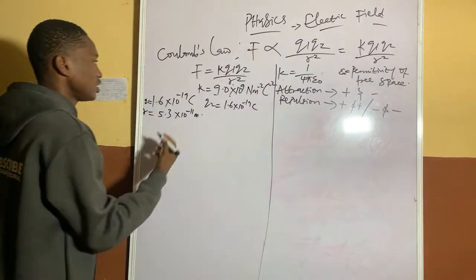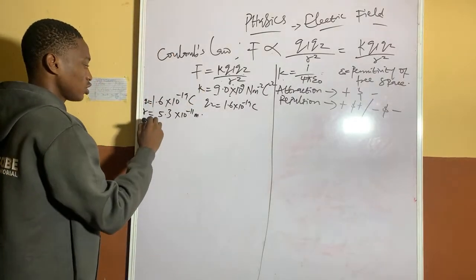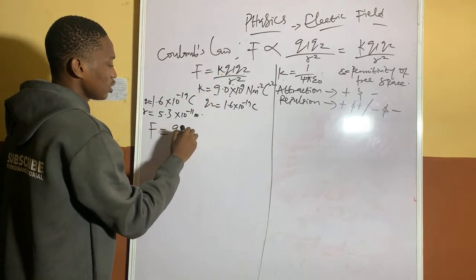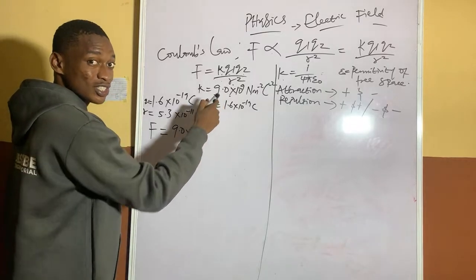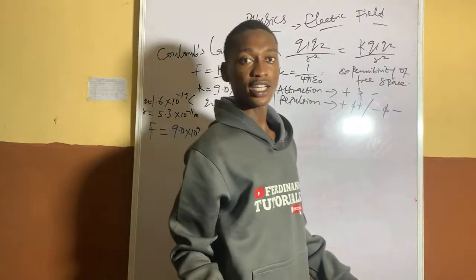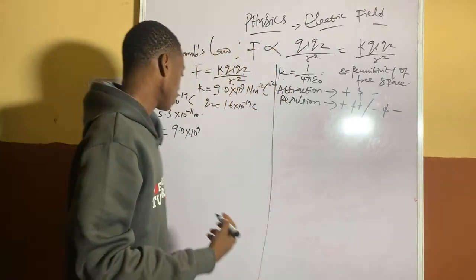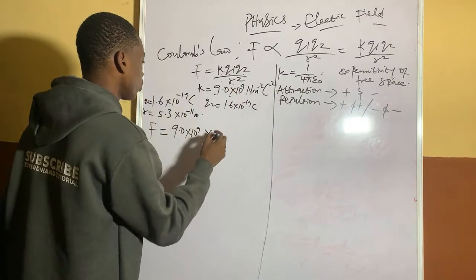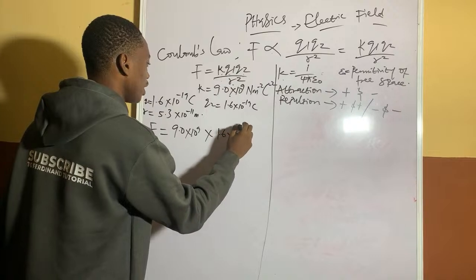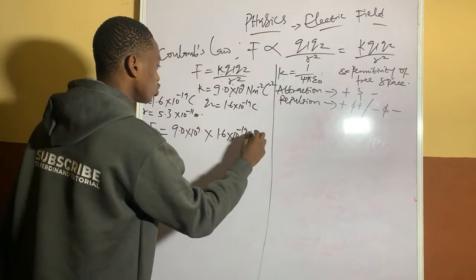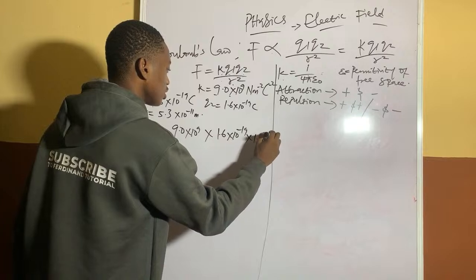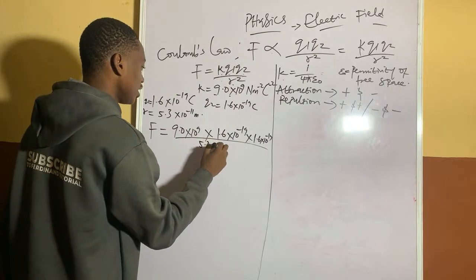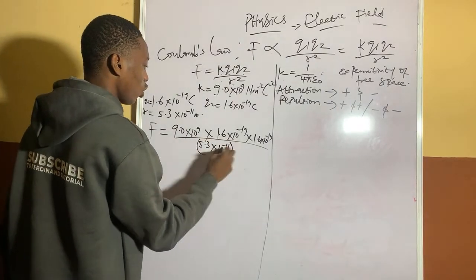So what we're doing here now is, I've already gotten my question. So I'll say F is equal to, anywhere I see K, what am I putting? I'm going to put 9.0 times 10 raised to power 9, because it's a constant, you must know it. 9.0 times 10 raised to power 9 Newton per meter square per coulomb square. So this is K times, now anywhere I see Q1, what am I putting? Q1, I'll put 1.6 times 10 raised to power minus 19, times also Q2, 1.6 times 10 raised to power minus 19, all over, anywhere I see R, what am I putting? The distance, which is 5.3 times 10 raised to power minus 11, all squared.